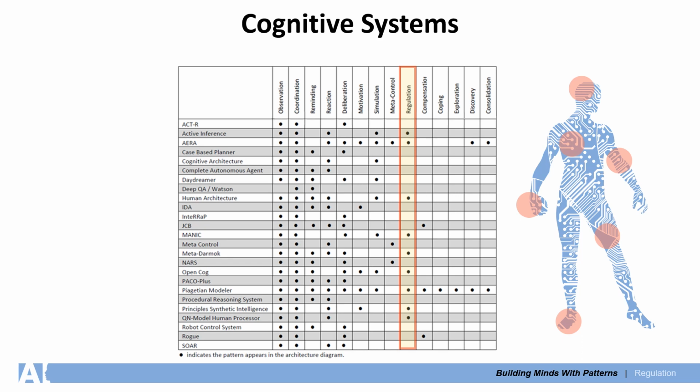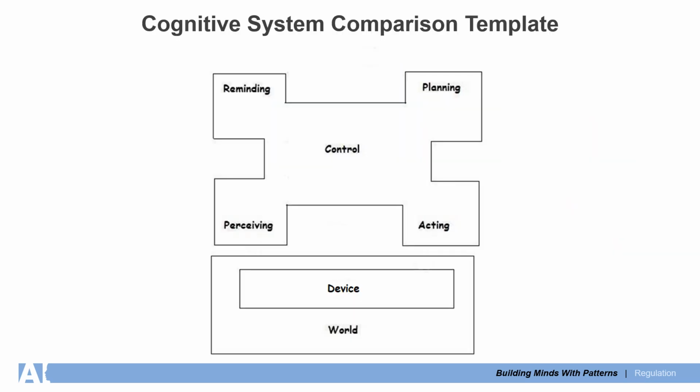Cognitive systems which have the regulation pattern are highlighted in yellow with a red outline on the cognitive systems chart. In order for us to study cognitive systems, we have to align them so that their elements are comparable. The characteristics among cognitive systems that seem important are the ability to perceive information from a device, the ability to be reminded of prior events and situations, the ability to create, retrieve, select, and execute actions. These general regions are depicted in the comparison template, and the cognitive systems we study will be laid out accordingly.